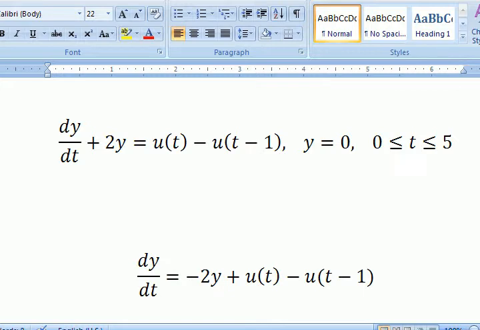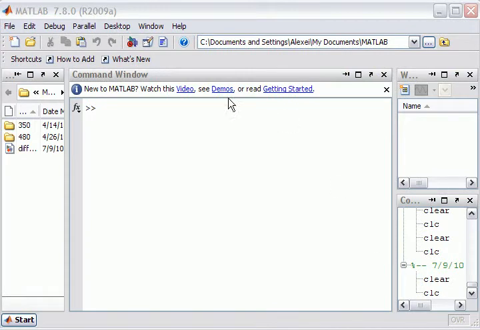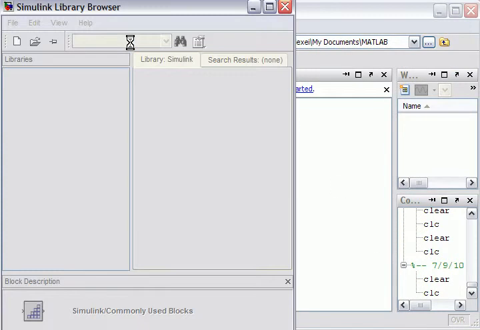Let's rewrite the equation in the form dy/dt equals negative 2y plus u(t minus 1). And we also notice that u(t minus 1) is a unit step function turned on at 0 and turned off at 1. So we can model it with a pulse generator block in Simulink. Let's go ahead and model our equation in Simulink.